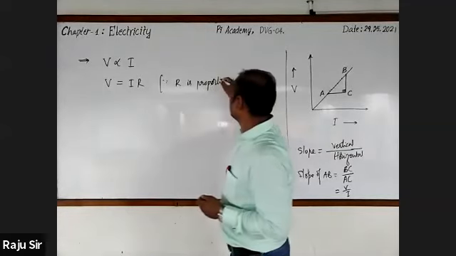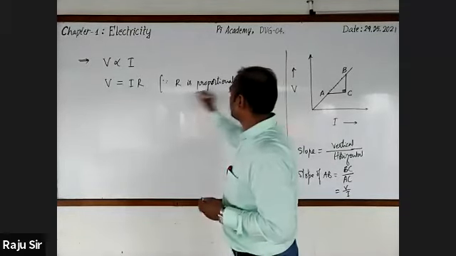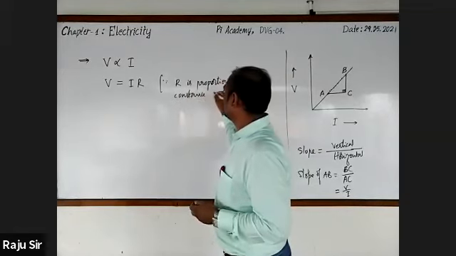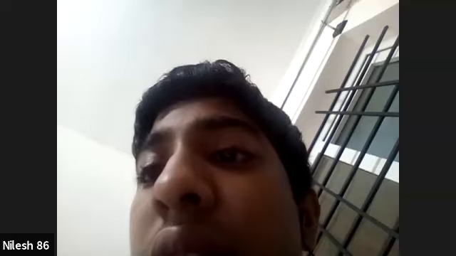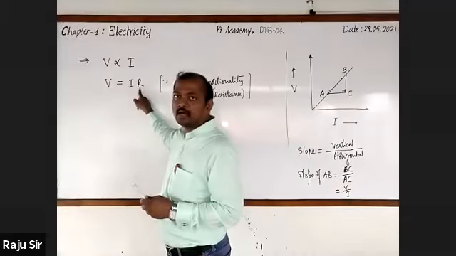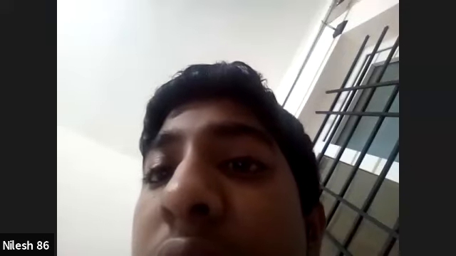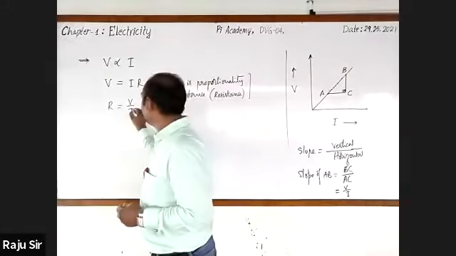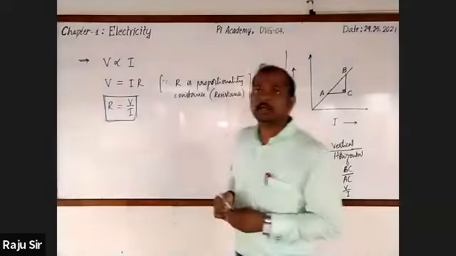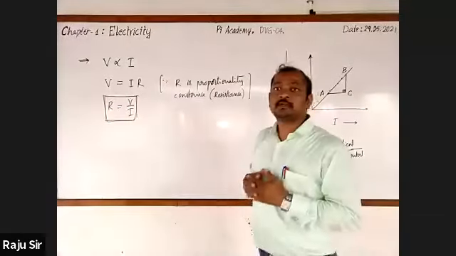Because here R is the proportionality constant. Let us call this proportionality constant resistance. Of course, we define that. See, V is equal to I into R. Only R, so R, as this is V, transpose I to the denominator. R is equal to V by I. Followed? Here, R is electric resistance.